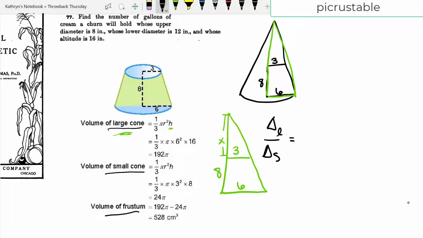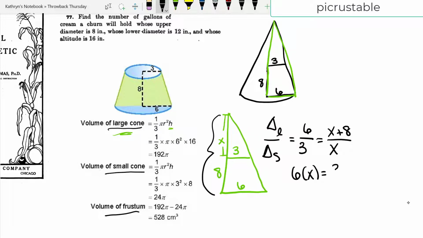So the large triangle, I have a base of 6. The small triangle, I have a base of 3. The large triangle, I have a height of X plus 8. Okay, now I'm looking at this whole thing for the large triangle. And for the small triangle, I have a height of X. From here, cross multiply. 6 times X equals 3 times X plus 8.